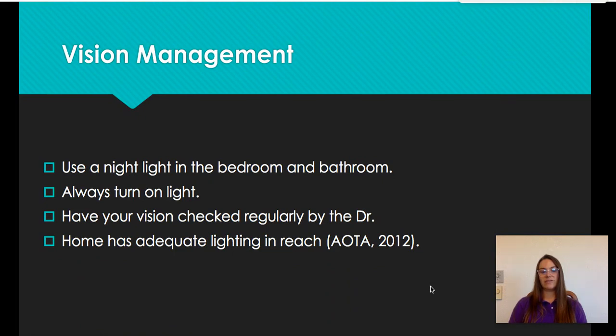Make sure to have your vision checked regularly by the doctor, and that your home has adequate lighting that is in reach. So this includes things like the hallways and the stairs. We want to make sure that your house has good lighting throughout.